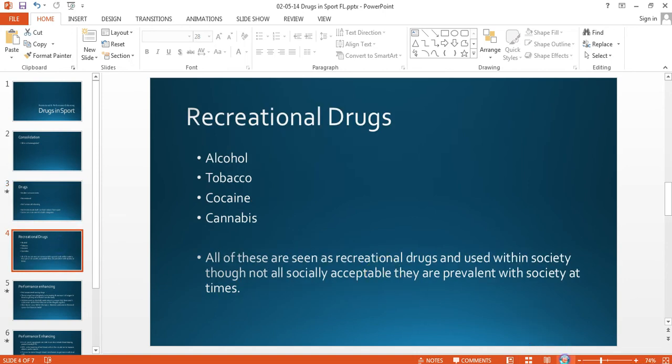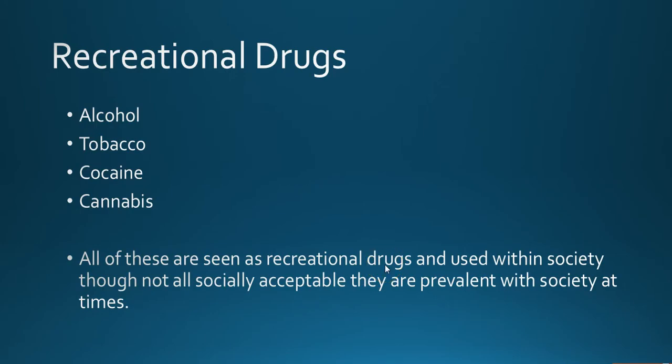Okay, so recreational drugs is basically broken down to things like alcohol, tobacco, cocaine, and cannabis. All of them are seen as recreational drugs, even though some of them aren't socially acceptable, such as cannabis and cocaine, and even tobacco to a sense. They're still prevalent within society. They're recreational because people take it in their own time, or drink or smoke it within their own time, and it's not strictly seen as performance enhancing. But if you do have cannabis in your system, you're a professional athlete, you could still be banned.